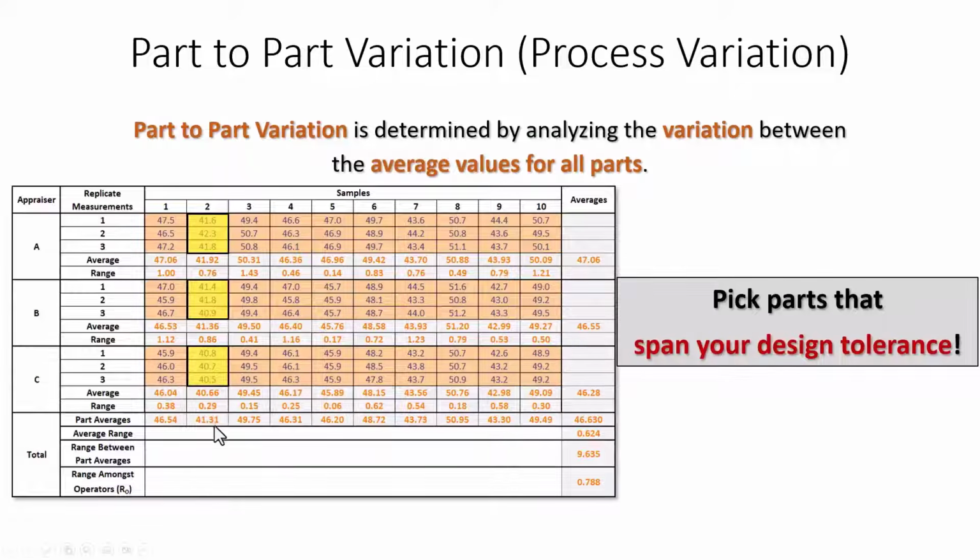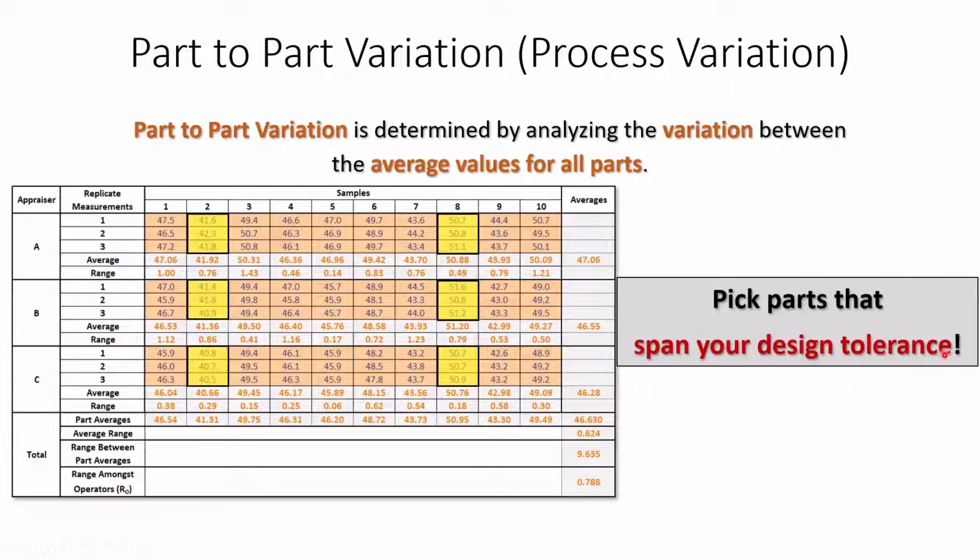This row essentially takes an average of all 9 measurements associated with part number 2, and it calculates an overall average for each individual part. The same thing is true for every sample: 1, 2, 3, 4, 5, 6, 7, and 8. I'm showing you these two specifically because they're the smallest and the largest sample in this experiment.